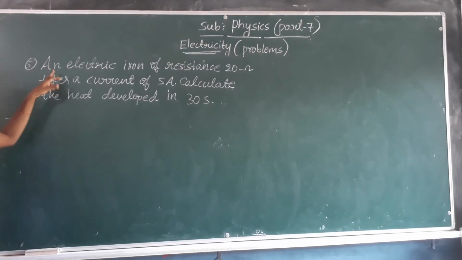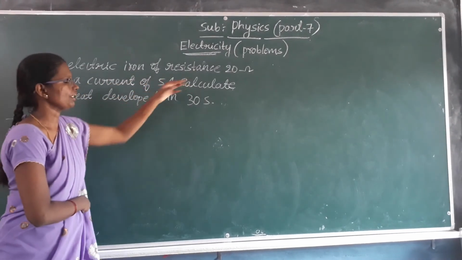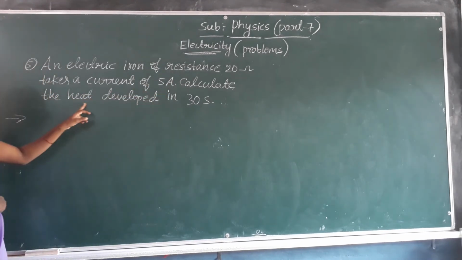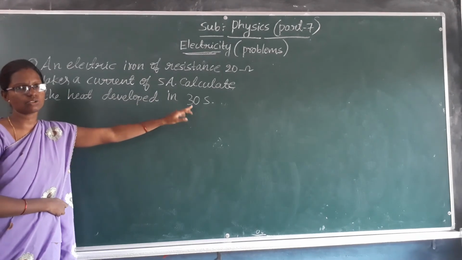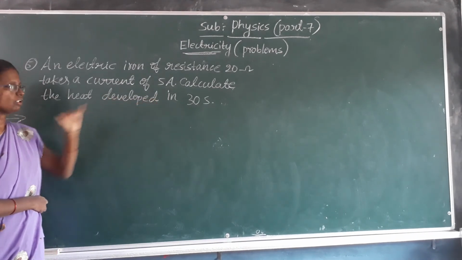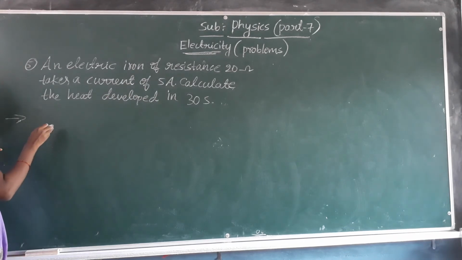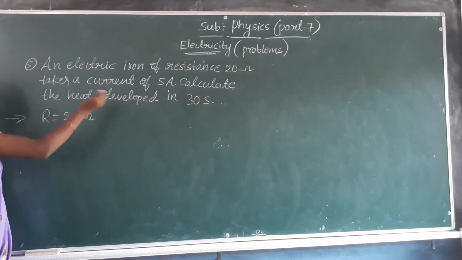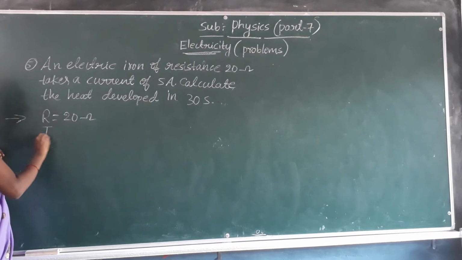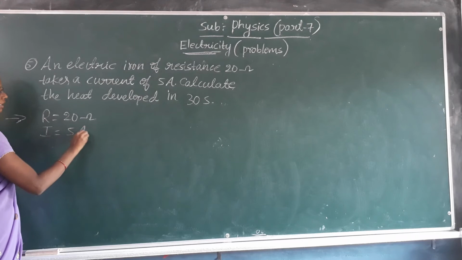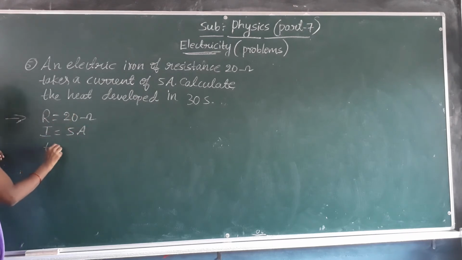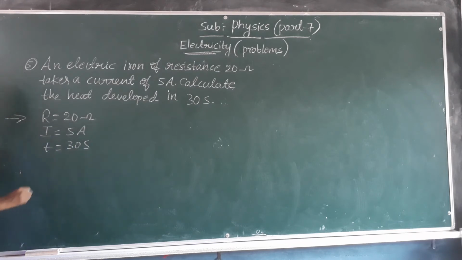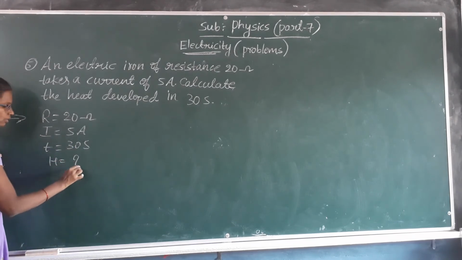Okay, see the next problem. An electric iron of resistance 20 ohm takes a current of 5 ampere. Calculate the heat developed in 30 seconds. So this problem is based on Joule's law. Now write down the given data. R is equal to 20 ohm. Ampere is nothing but current, so I is equal to 5 ampere. Time is given, that is 30 seconds. What you have to calculate? How much heat is generated. So H is equal to what?